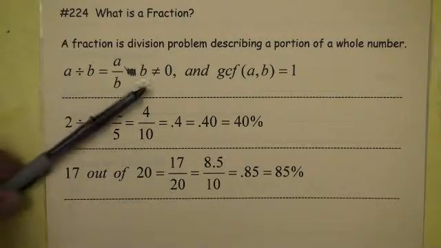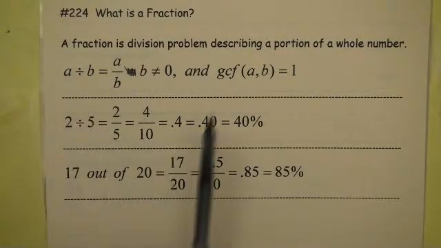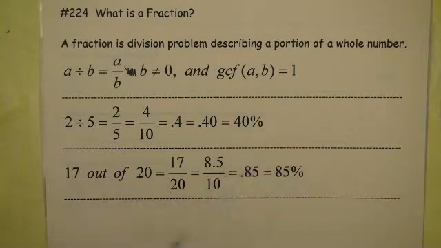So, for example, if the denominator is 0, not a fraction. If the GCF between a and b is not 1, not a fraction. Okay, here's the first example. 2 divided by 5, we would call that 2/5. This is just 2 out of 5.